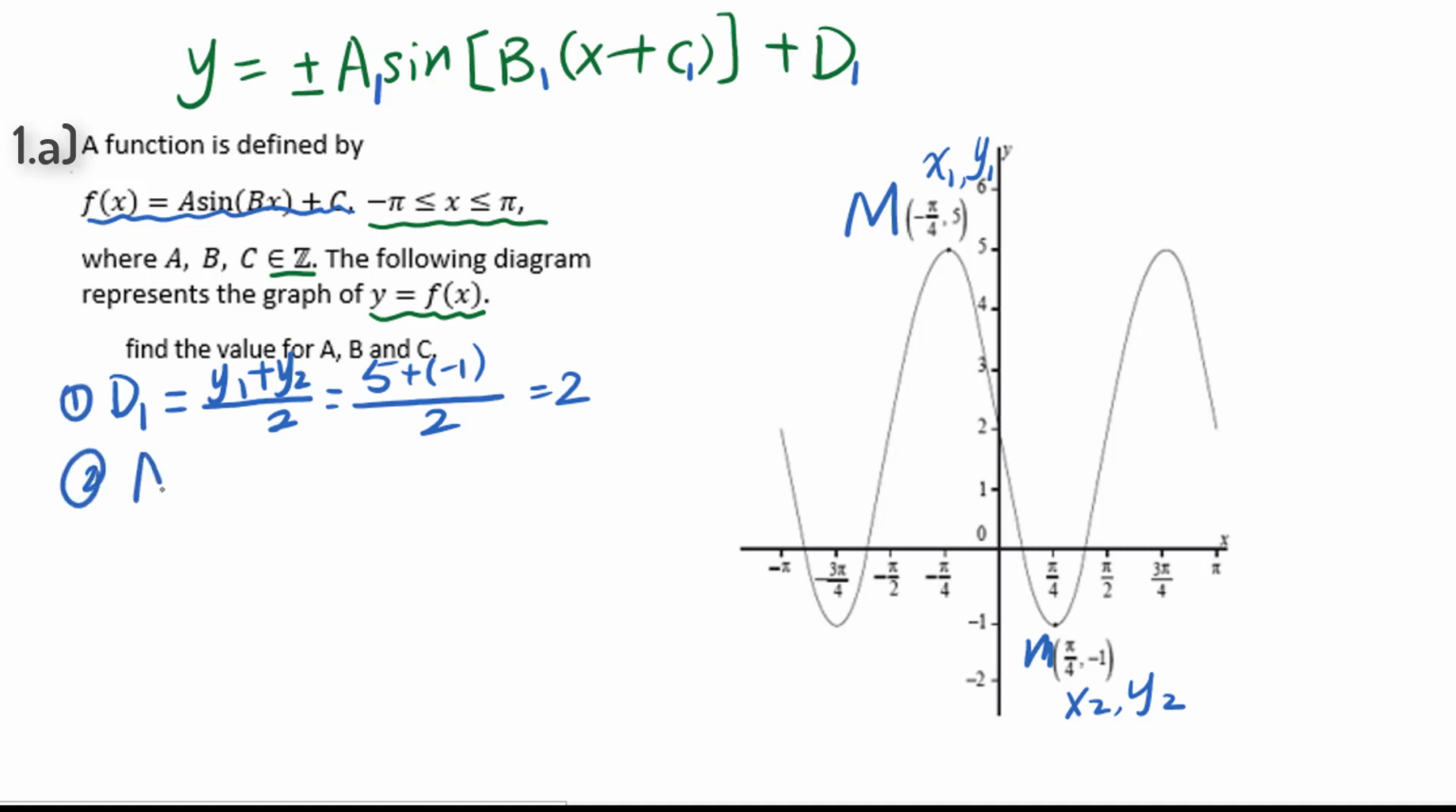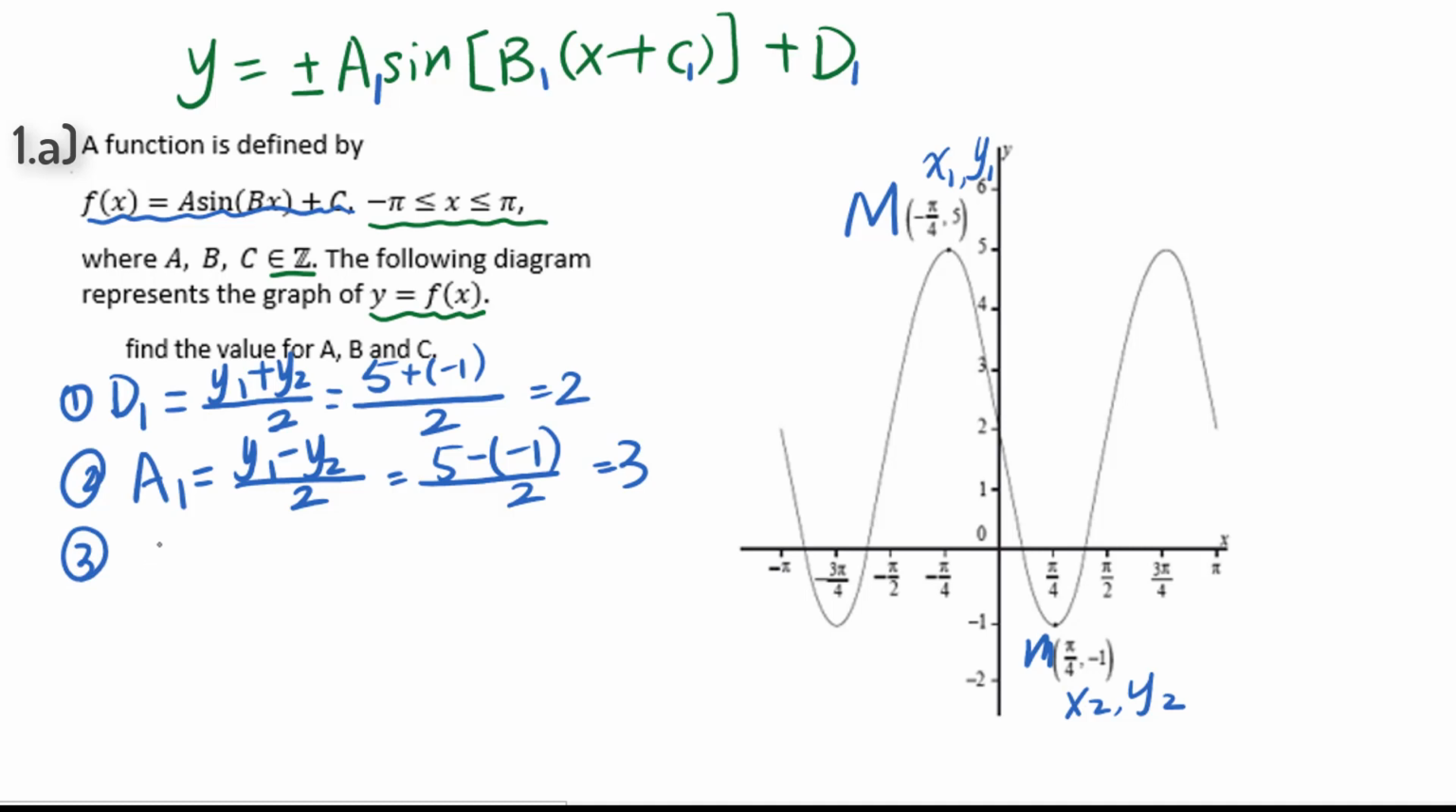Then we can find a1. It will be half of the distance between y1 and y2. So we get y1 minus y2 over 2, which is 5 minus negative 1 over 2, equals 3.